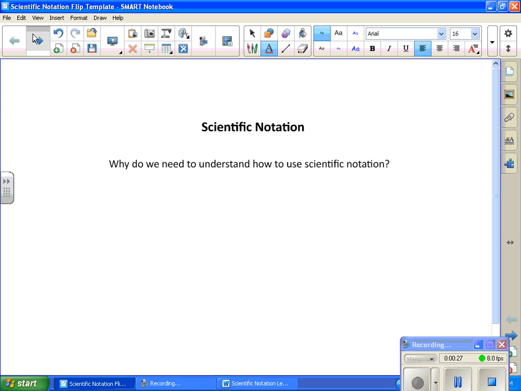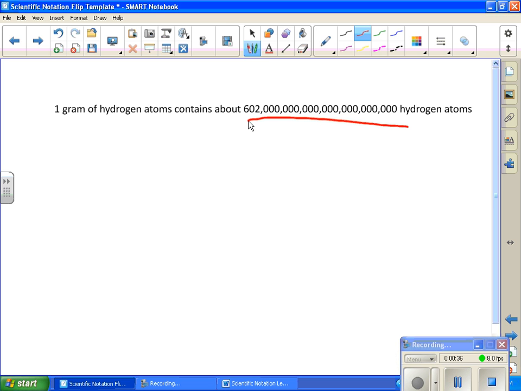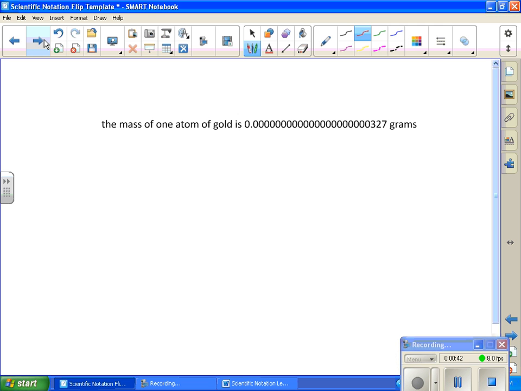For example, 1 gram of hydrogen atoms contains about this very large number of atoms. And likewise, the mass of 1 atom of gold is this extremely small number of grams. It's really cumbersome and often pretty boring to have to write out many such numbers when working problems in chemistry. So we use scientific notation as a method for conveniently expressing these very large or very small numbers.